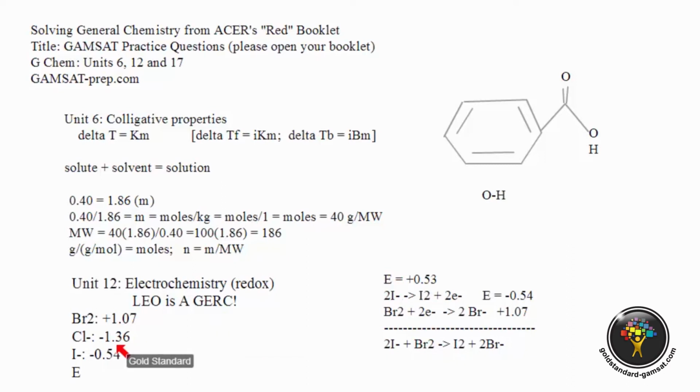Cl minus you would not get a reaction, because starting with Cl minus creates minus 1.36. And if you have minus 1.36 and plus 1.07, it creates a negative number. Those two reactions would create a negative number, which means it's not spontaneous. So you would not get a spontaneous reaction.